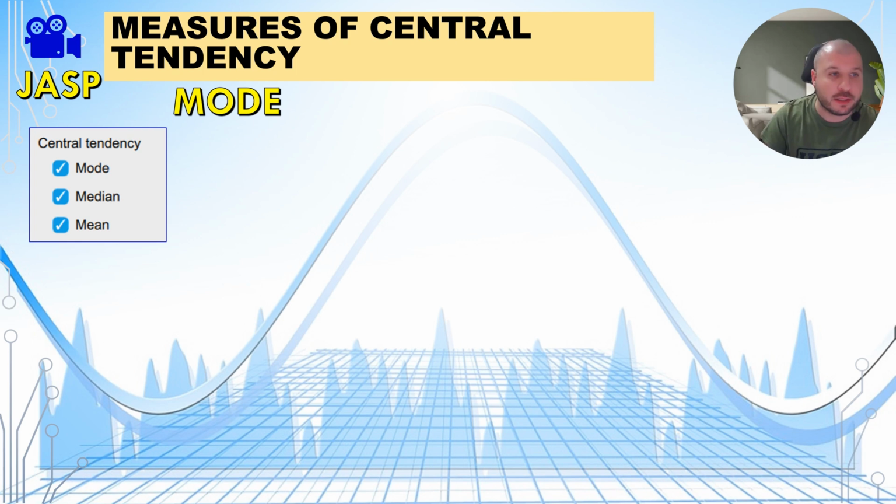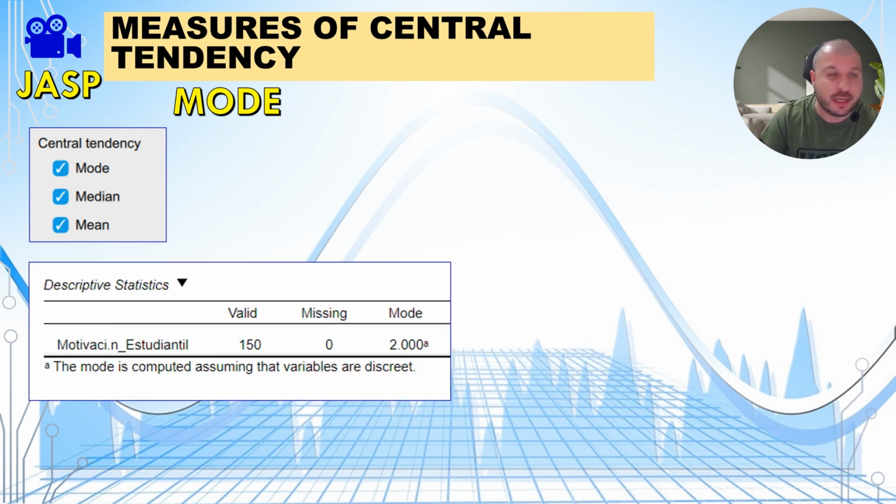Here, in the same tab, we click on central tendency. And here I've decided to include only the mode. Now, it's important, and I didn't add that here, but I just want to make sure that you get the hang of it. Now, the mode is generally used whenever we are dealing with a categorical variable.